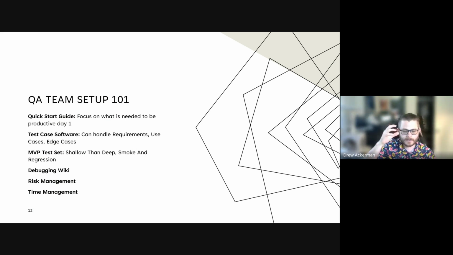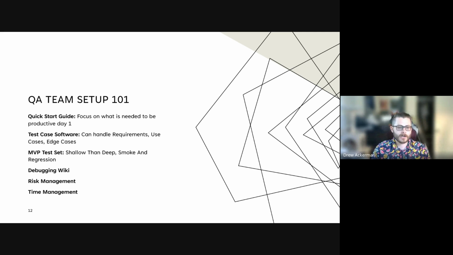Another one is obviously to keep this idea of test case software in mind. A lot of teams start with an Excel spreadsheet when they're really small, and that becomes really unwieldy. So skip that step. There's really good low-cost software out there that can help you manage your test cases, and it's worth the couple of dollars a month. The software can handle your requirements, your use cases, edge cases, maybe some documentation, but that is enough to get you started. There are other systems you can use to help, but this is what you need at minimum to get started.